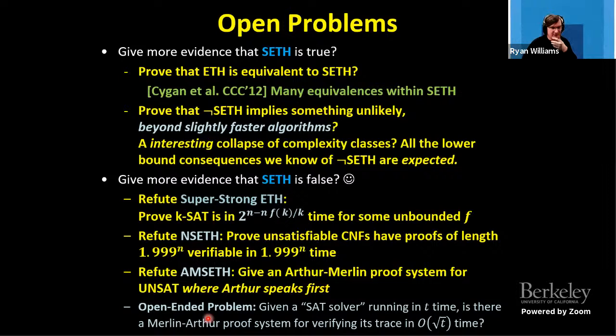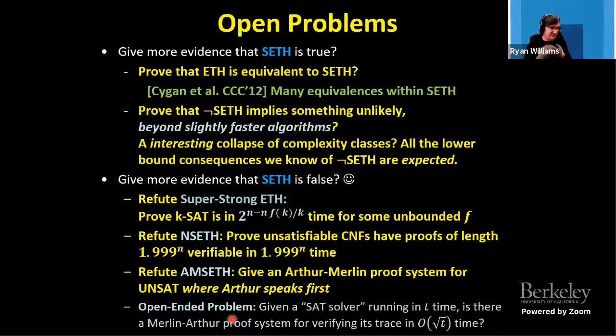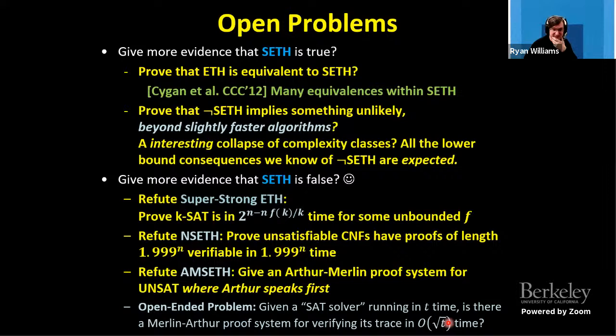And then finally, an open-ended problem. Given a SAT solver, which can be whatever you like, if it runs in T time, is there a Merlin-Arthur proof system? A proof system where you can get a proof of, say, unsatisfiability, and your randomized verifier errs in its judgment of this proof with very low probability. Is there a Merlin-Arthur proof system for verifying a trace in square root of T time? I have confirmed this is true when the SAT solver is basically PPZ. With an MIT undergrad, we were able to show that you can get a Merlin-Arthur proof system that has roughly the square root of the running time of PPZ. So this is slightly better than 2^(n/2); this is 2^(n/2 - n/k), roughly. This is a general open-ended problem about proofs. I think Merlin-Arthur proof systems should be considered more strongly.